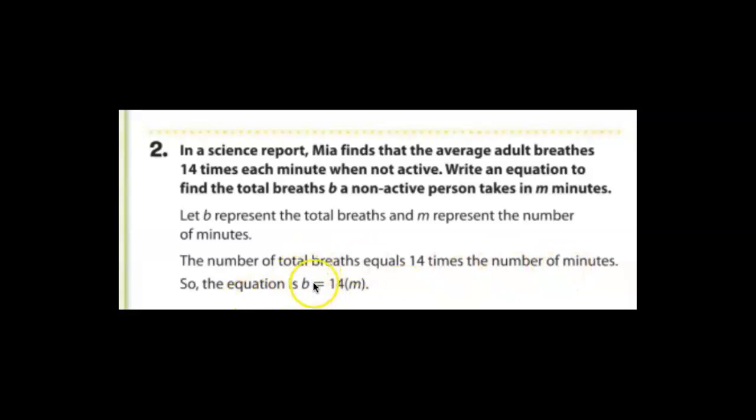So B, breaths, is the dependent variable. The breaths will change depending on how many minutes we are actually observing. 14 breaths a minute, 14 times the number of minutes. So B is equal to 14 times M.